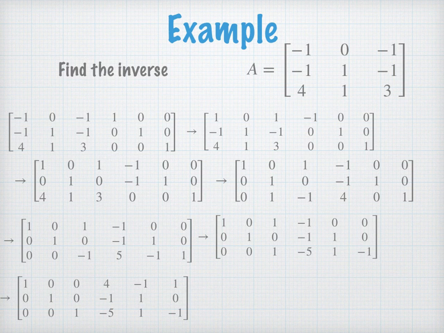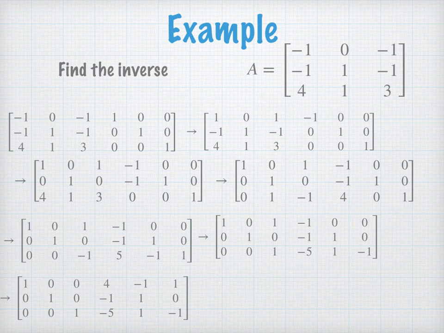So I'm doing negative 1 times 0 plus 1 gives me 1. Negative 1 times 0 plus 0 gives me 0. Negative 1 times 1 plus 1 gives me 0. Negative 1 times negative 5 plus negative 1, that gives me 4. Negative 1 times 1 plus 0, that gives me negative 1. And negative 1 times negative 1 plus 0, that gives me 1.